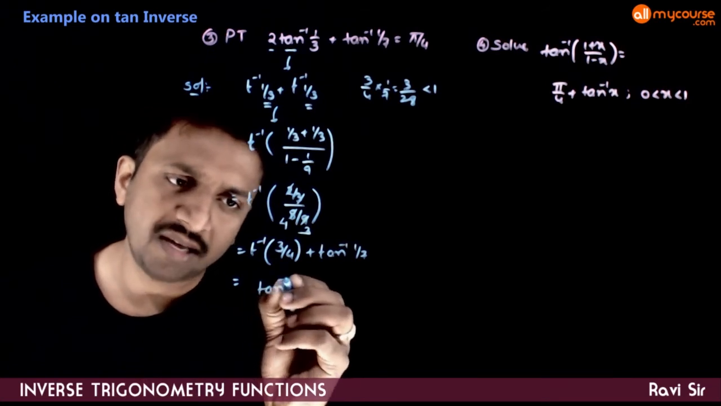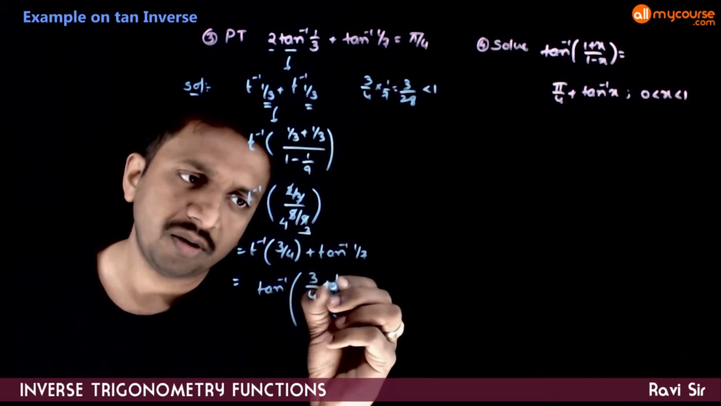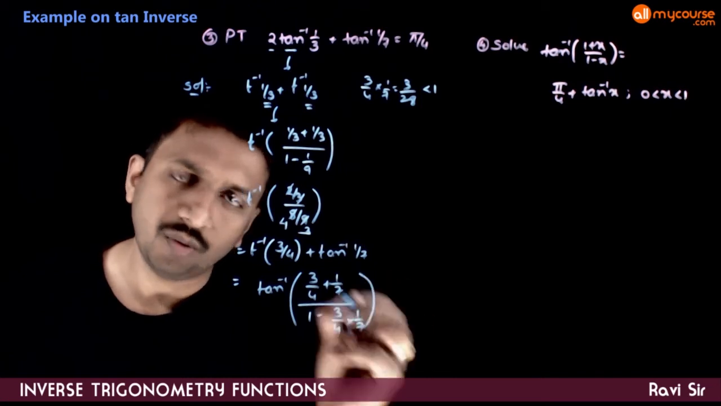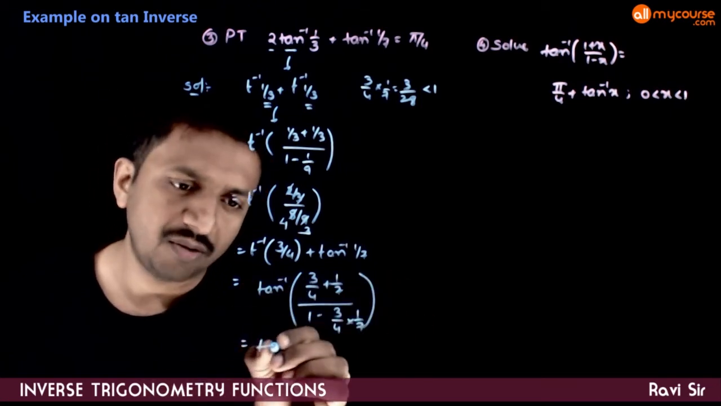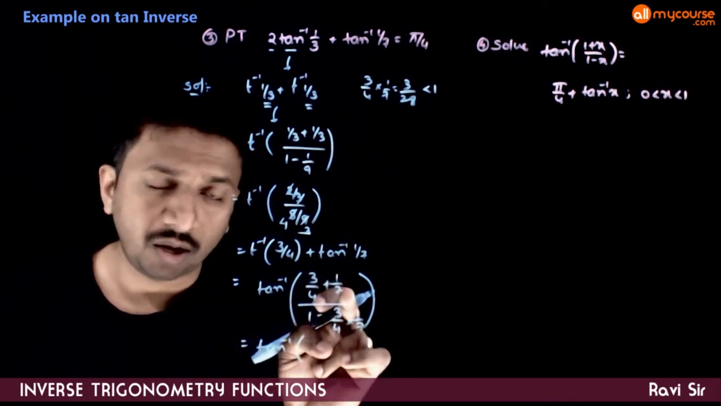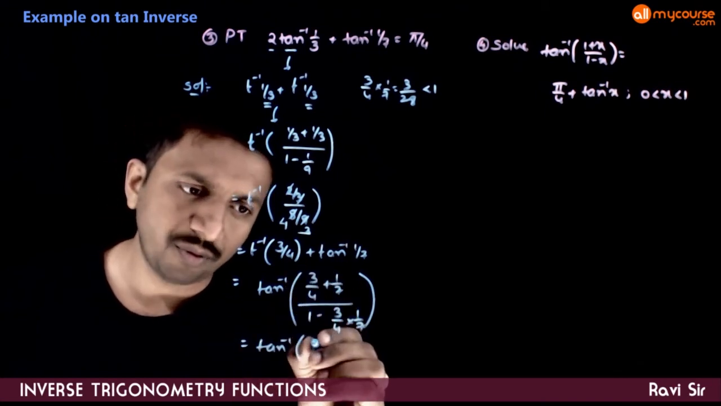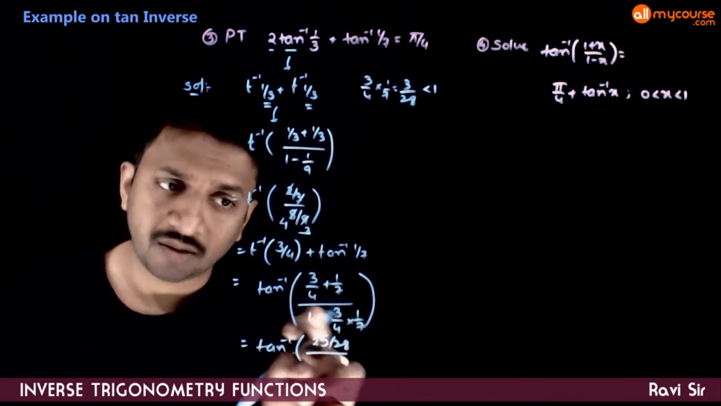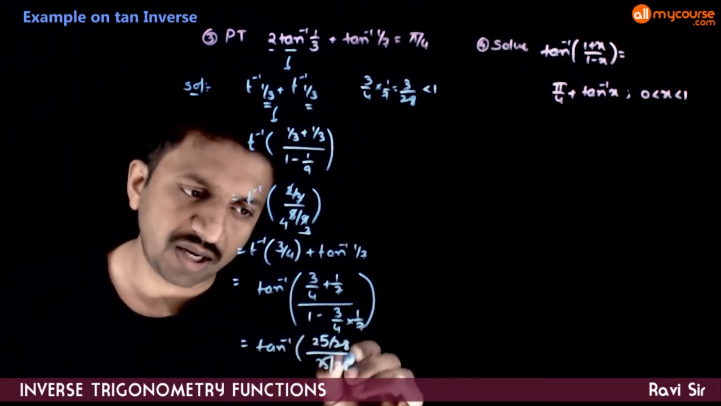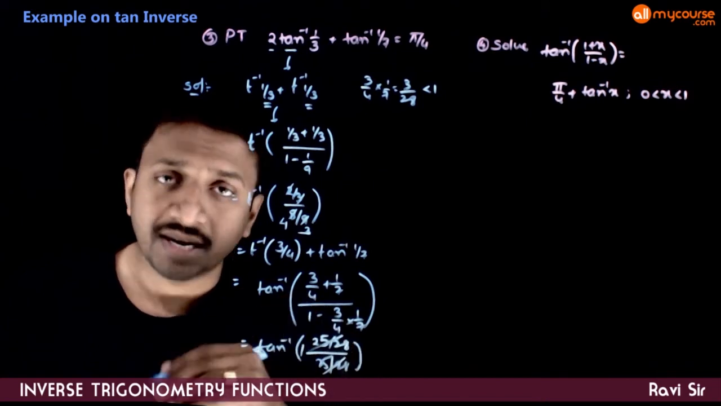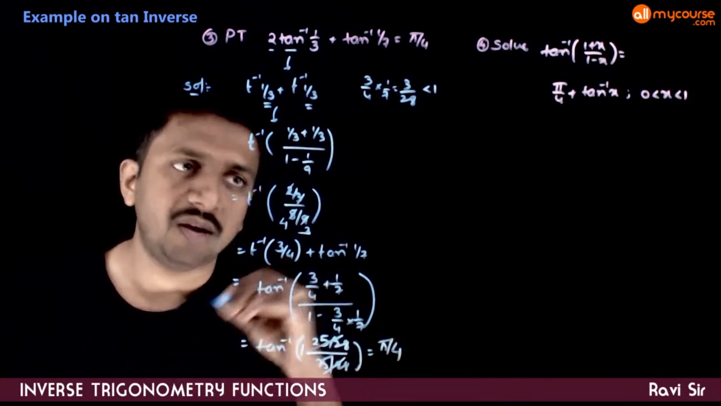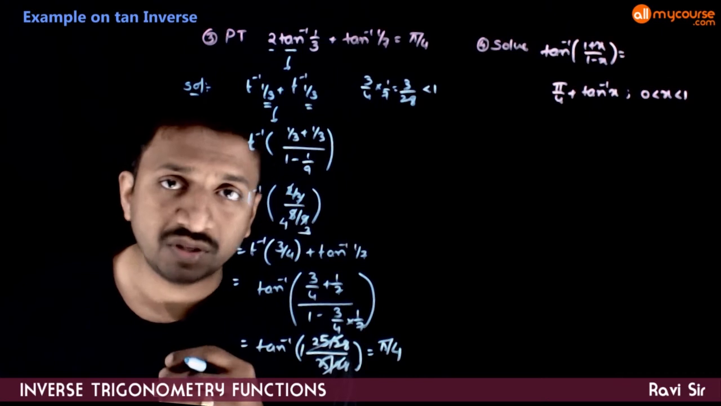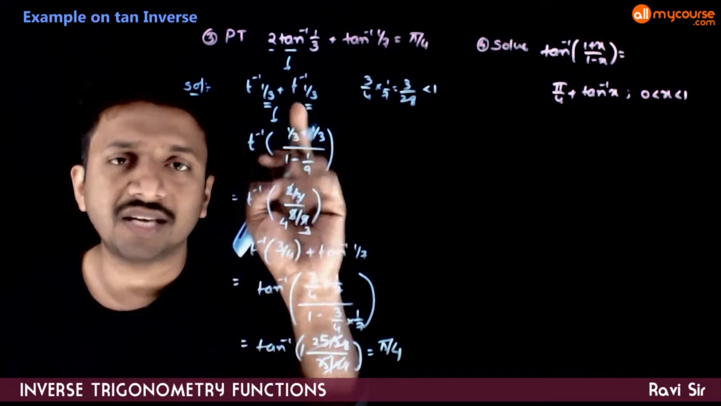So this is equal to tan inverse of (3 by 4 plus 1 by 7) by (1 minus 3 by 4 into 1 by 7). That is equal to tan inverse of, if you do the cross multiplication, 21 plus 4, 25 by 28, divided by 3 by 28. 1 minus 3 by 28 is 25 by 28. So getting cancelled, that is equal to tan inverse 1, which is equal to pi by 4. So I hope you understand the process. I am using the basic formulas of tan inverse x plus tan inverse y.